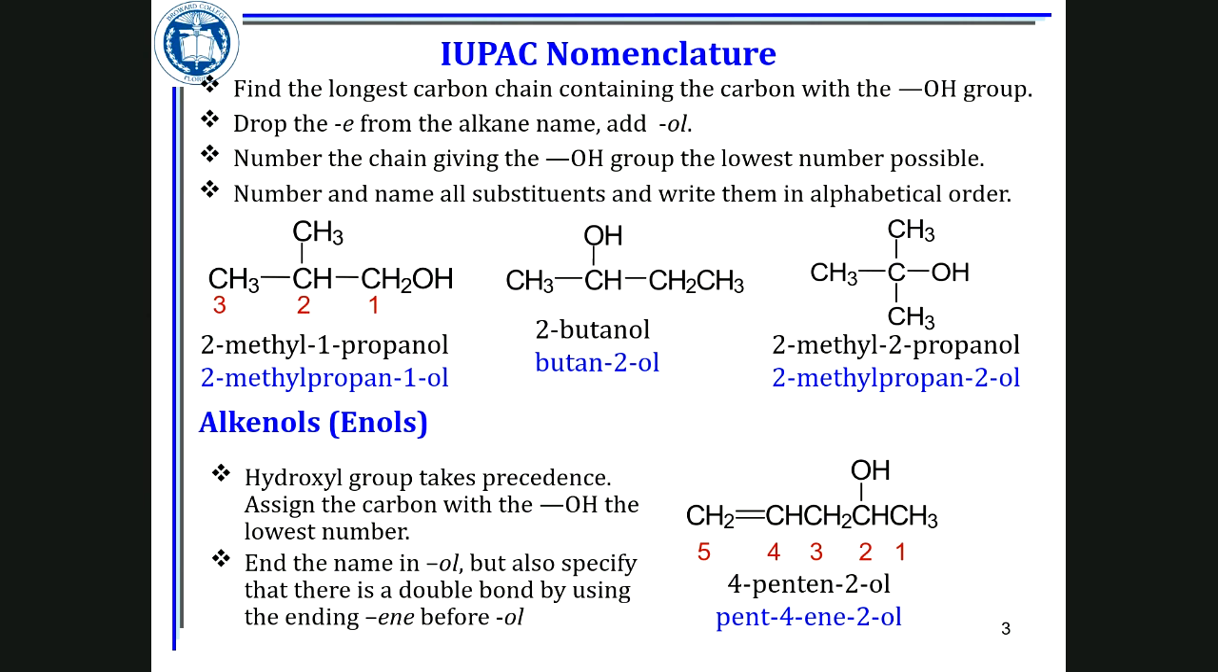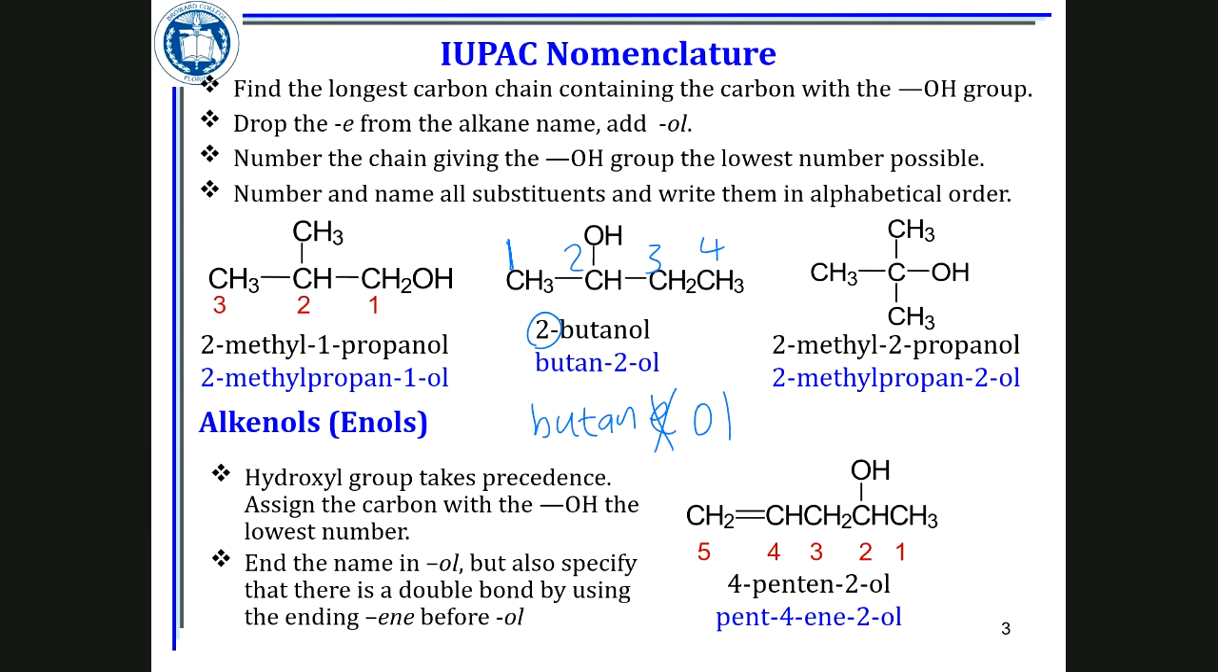You want to make sure that your carbon chain includes the OH, and it takes the priority, so you're going to number from the side that is closer to the OH group. So for this 2-butanol, you have to number from the side that is closer to the functional group, to the OH. You give a location to the alcohol functional group. You are going to start with the 4-carbon alkane name, butane. You drop the E and add OL.